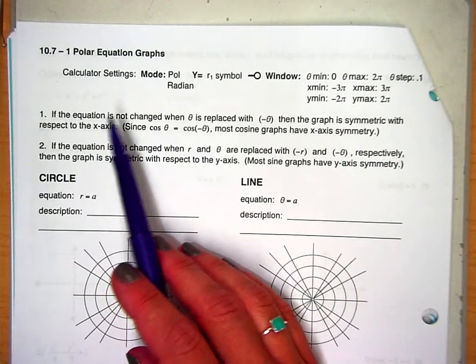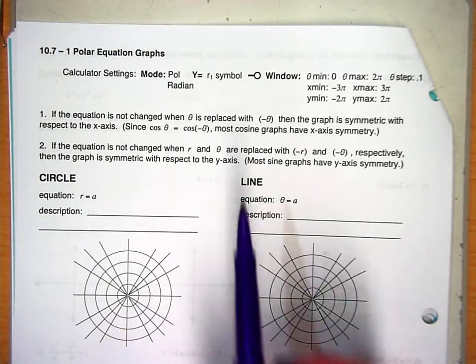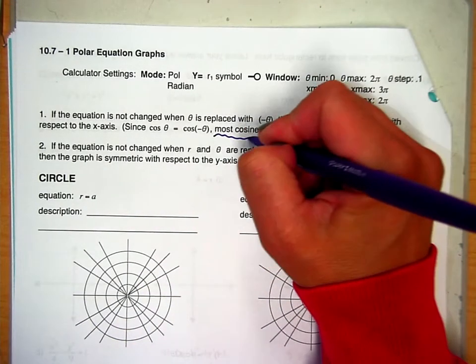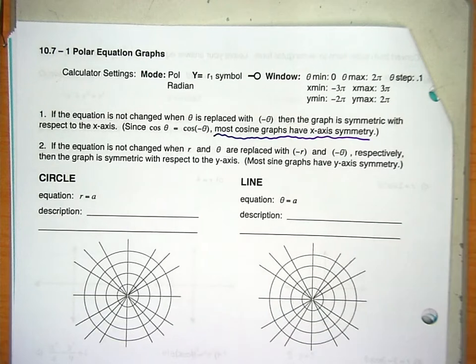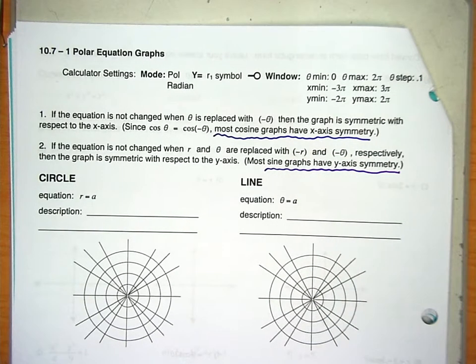A couple things that we want to talk about, and I'll highlight important phrases on here. This one in particular: most cosine graphs have x-axis symmetry. So that's something you want to remember. Cosine always goes with x. X is equal to cosine. We know that, right? So cosine graphs usually will have symmetry about the x-axis. Similarly, most sine graphs will have y-axis symmetry. So most of these graphs, if they have a cosine, they're going to be going on the x-axis. If they have the sine, they're going to be going in the y-axis direction.